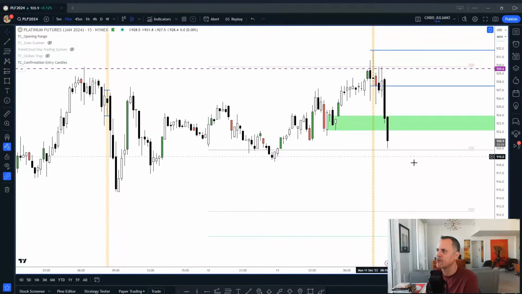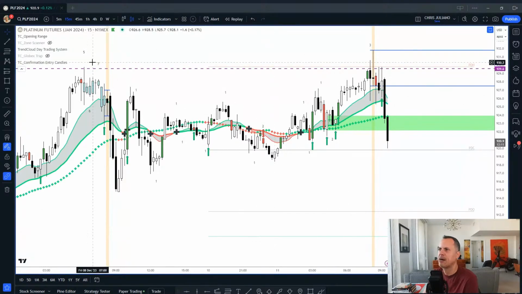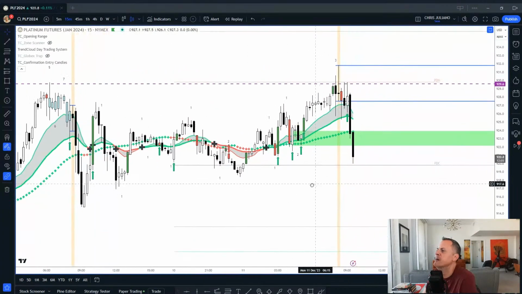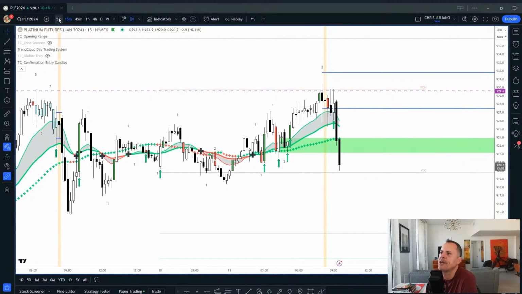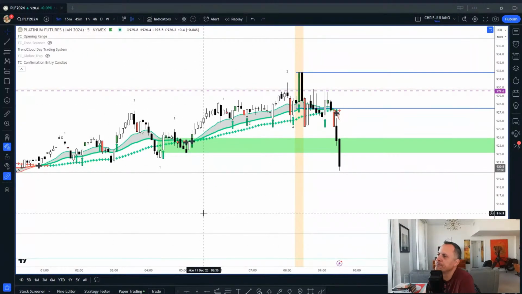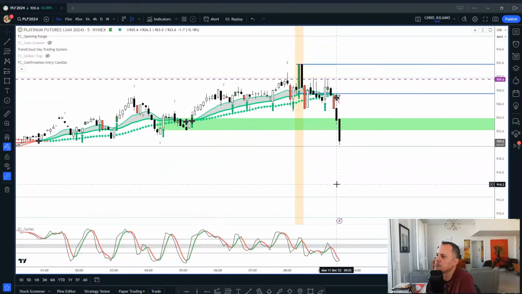So we've got some confirmation entry signals on there, and we've got our TrendCloud signals on here as well, these green arrows. Drop down to the 5-minute again. Here's our cycle indicator.